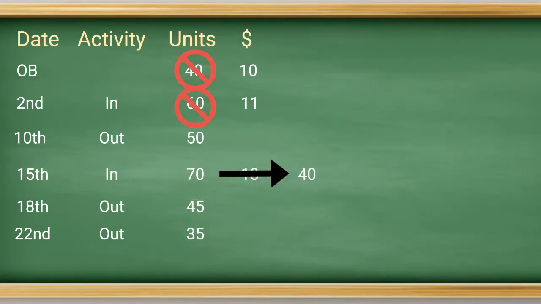So if the question is, what is your inventory balance at month end, we know that it's only those 40 units at $13 each. That math works out to an inventory balance of $520.